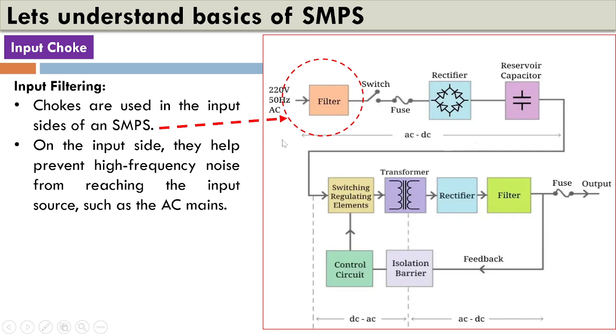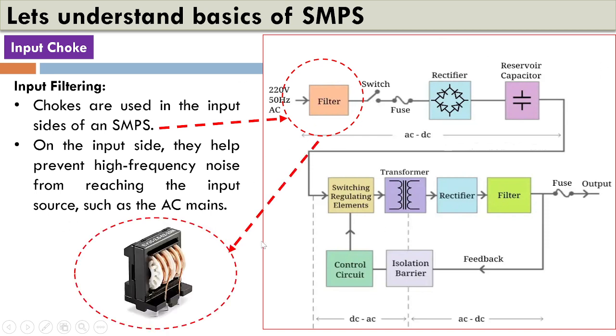So in order to avoid that, because in the main lines you may have different types of equipment connected, if there is electromagnetic interference or high frequency noise interference into the system, then the other devices may get damaged. They may create noise. So in order to prevent high frequency noise from reaching the input sources, we usually go for a filter. A filter, an inductor filter, usually looks like this.